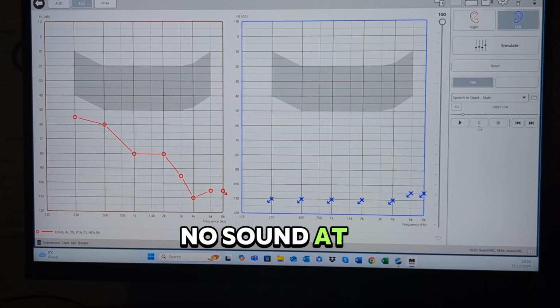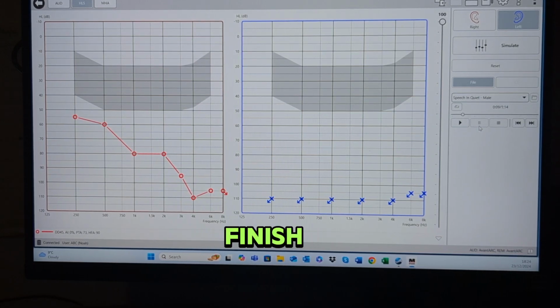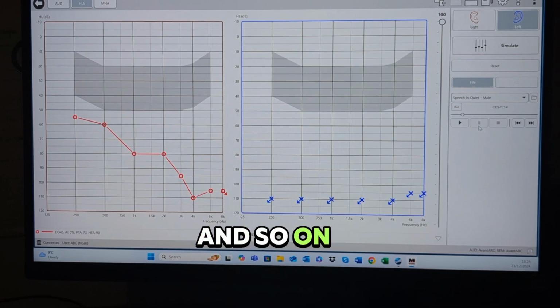Yeah, so that's basically what is happening on the left side. There's actually no sound at all because there's no responses. Okay, so we'll finish the video here. Normally I play music and so on, but I'll stop it here because it's quite a long video. But I'll use this time instead to talk about hearing aids.